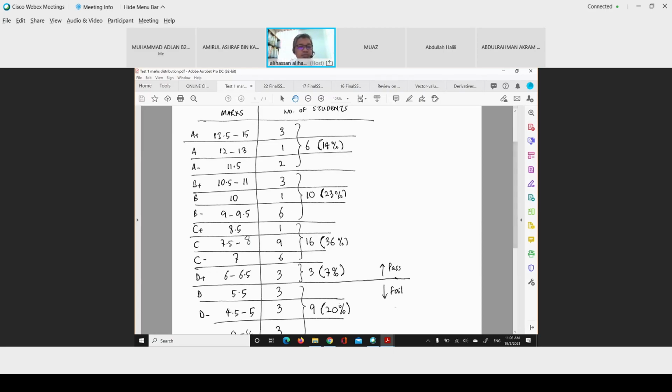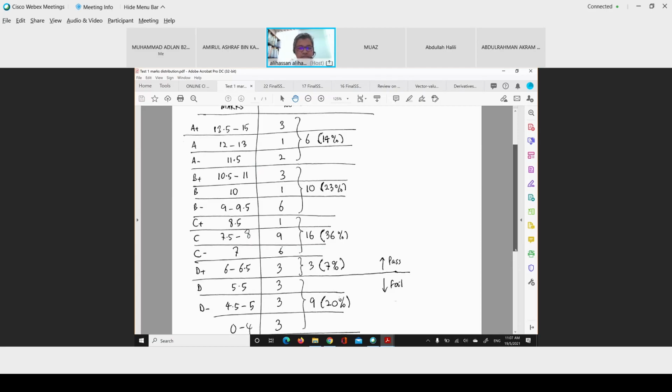If I were to grade this test 1, then it is what is shown here. Those who obtained 13.5 to 15 can be considered as A plus. The student who obtained 12 to 13 can be considered a grade A, and so on. I considered students who have achieved 6 or higher as having passed test 1. For those below 6, I considered you have not achieved the minimum standard.